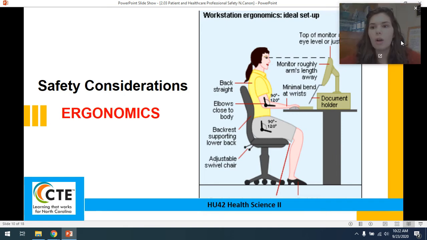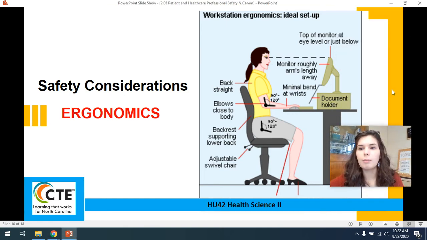As you can see in the image, you would want the top of the monitor just at eye level or just below. You want the monitor roughly an arm's length away with minimal bend at the wrist. So any way that you can prop your wrist up or have it sitting on a pad to help with that. You want to keep your back straight and your elbows close to the body. For example, at the desk I'm sitting at, in order to be close enough to my computer, I have to kind of bend my arms away from me, and it does eventually lead to some discomfort and pain. And so the only way to really fix that at this desk would be to scoot up much closer to the table so that I'm not having to move my arms away from me.